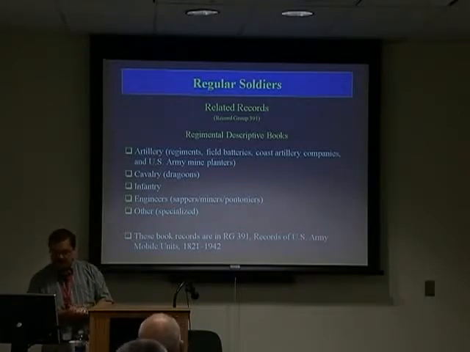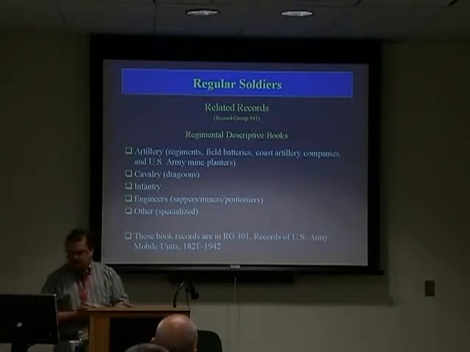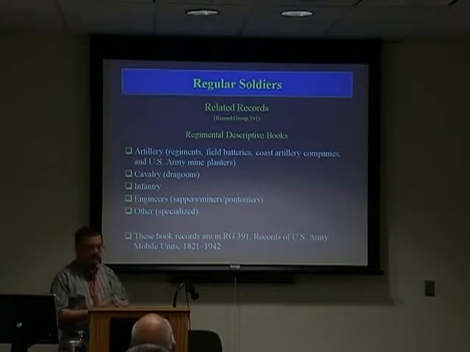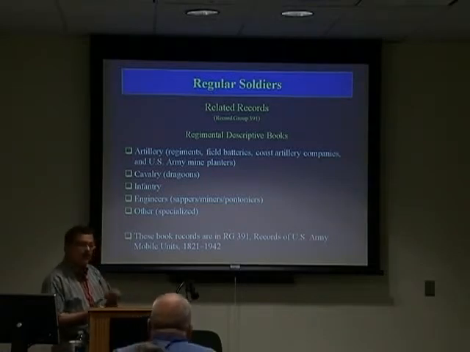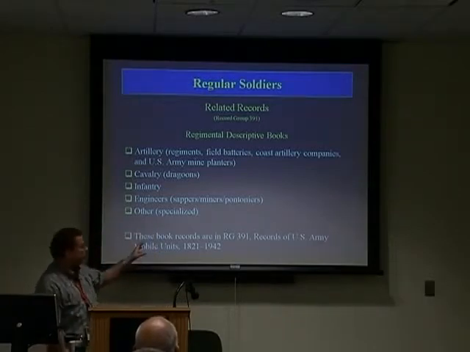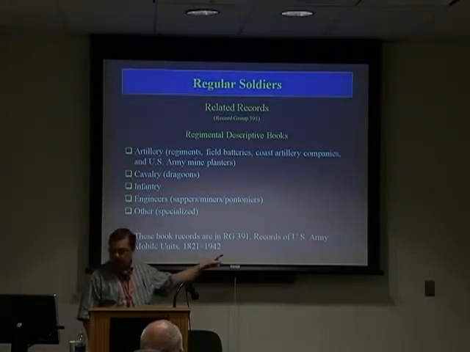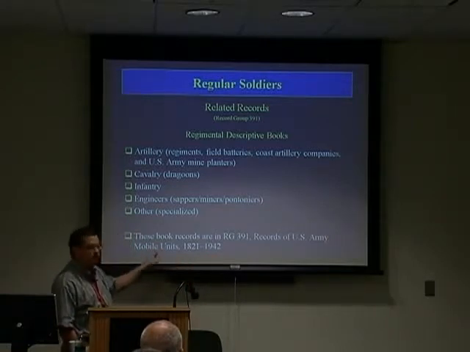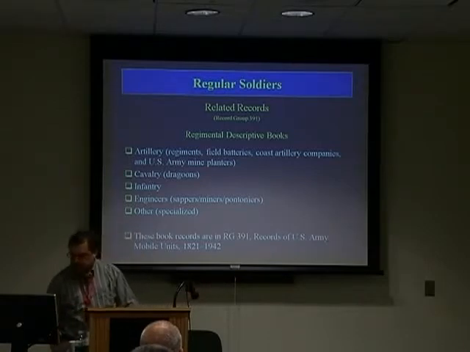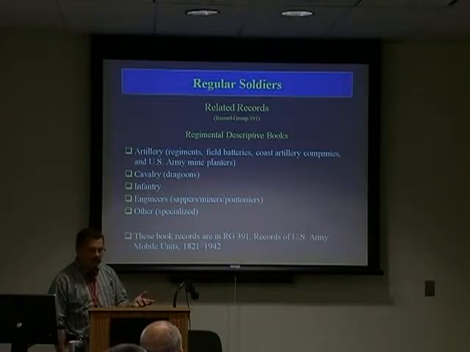And we also do have regimental descriptive books for the regular Army, arranged by type of service, arm of service, for artillery, cavalry, infantry, engineers, and other specialized units. But these are not located in Record Group 91 or 94. These are in Record Group 391, which are the records of U.S. Army mobile units, but they do include all of the regular Army regiments that were raised and served during the Civil War.